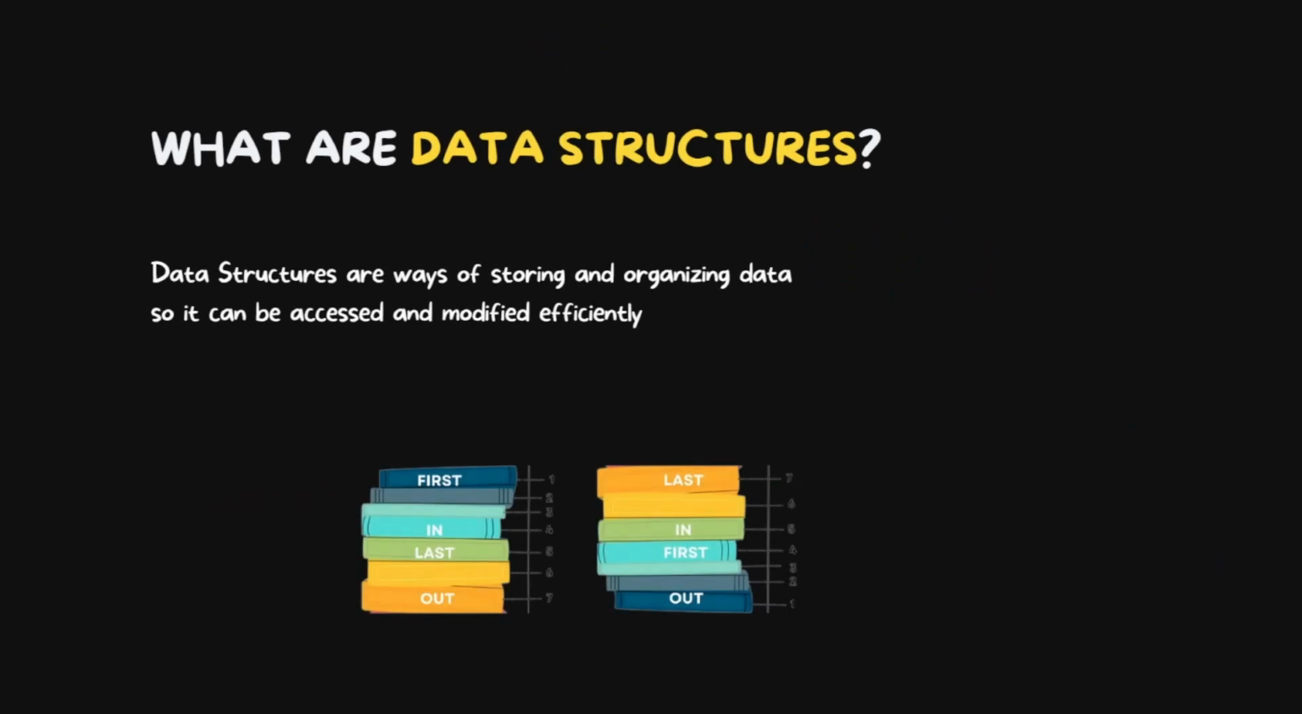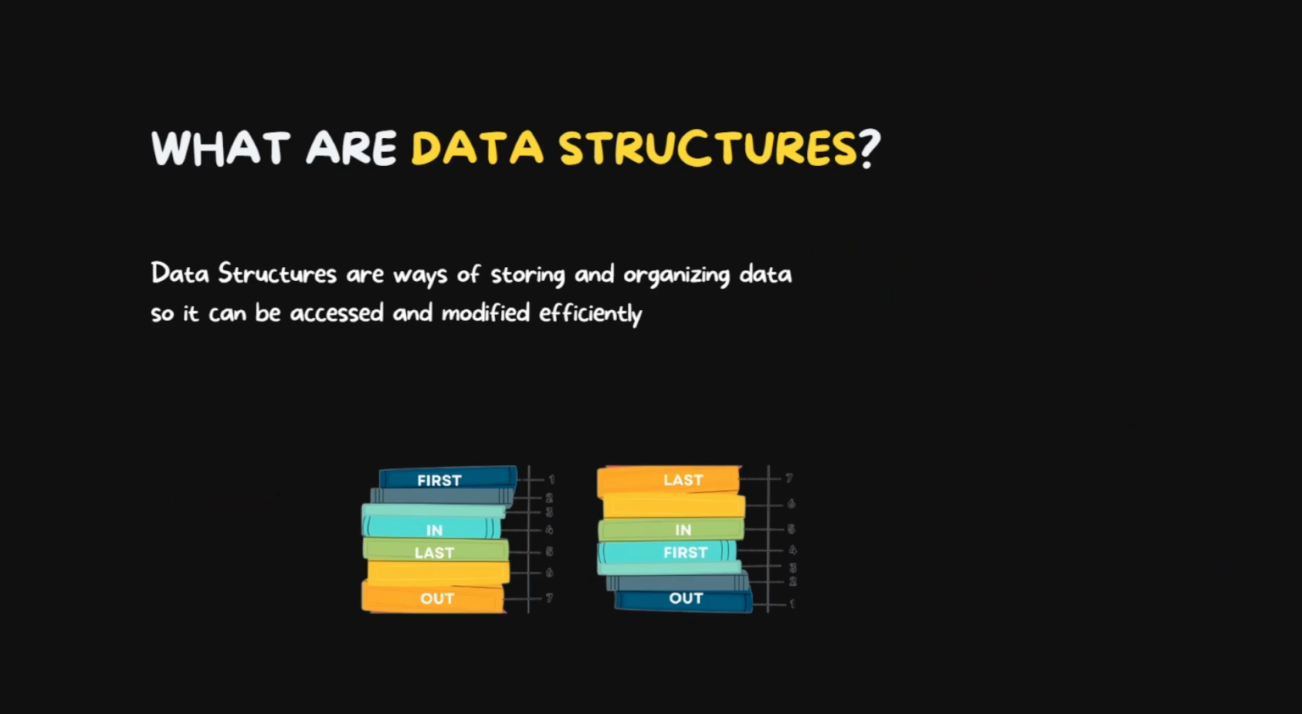Let's begin by answering the big question. What are data structures and algorithms? So data structures are the way we store and organize data so that it can be accessed and modified efficiently. Think of them as tools or containers, each with its own purpose. For example, imagine storing books in a library. You could stack them on a table, place them in a single row, or organize them on shelves by category. Each approach is a different type of data structure.